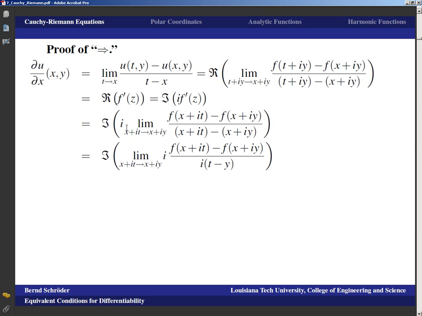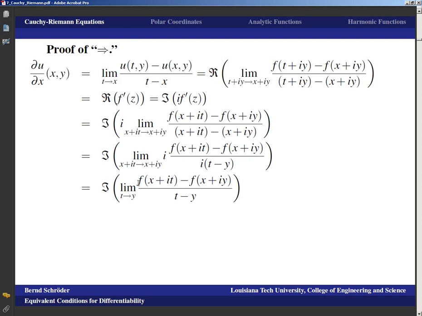And now I just pull the i into the limit. The numerator stayed the same, and in the denominator I cancel those x's and factor out the i, so we get i times (t minus y). Notice that now the i's cancel, so this is the limit, and when x plus it goes to x plus iy, that just means that t goes to y. So this is the limit as t goes to y of f(x+it) minus f(x+iy), with the numerator the same all along, and t minus y in the denominator.